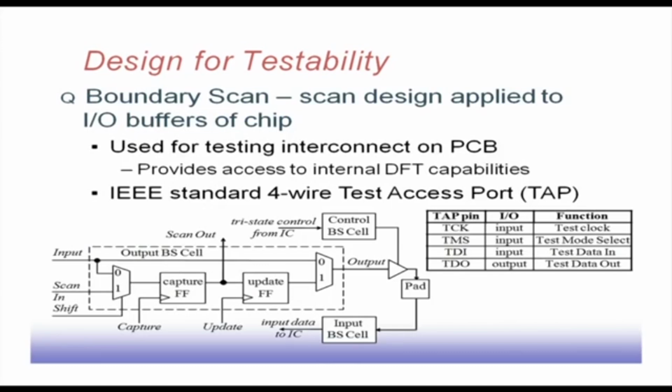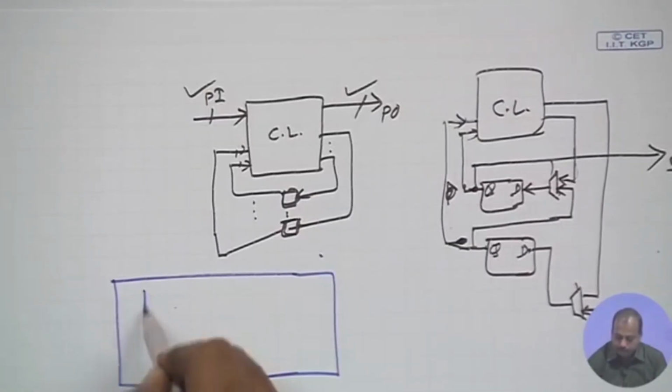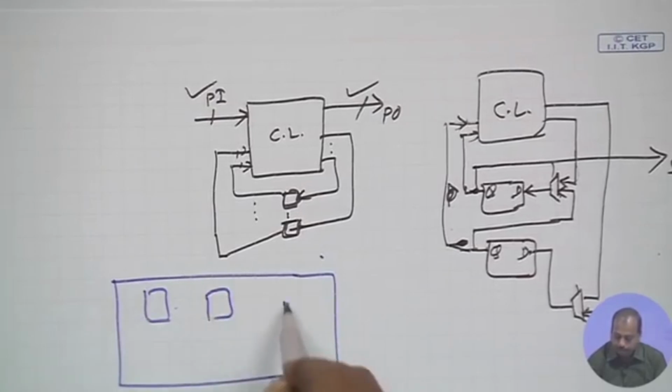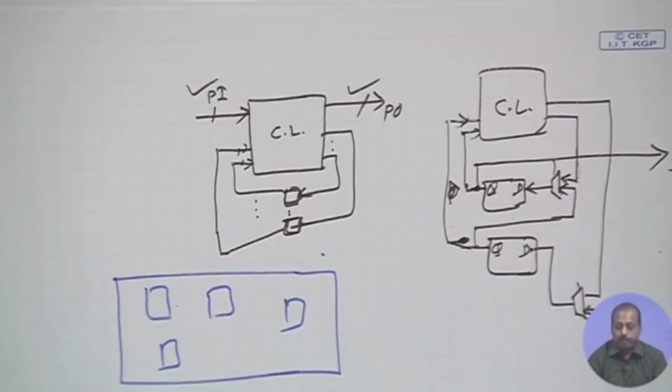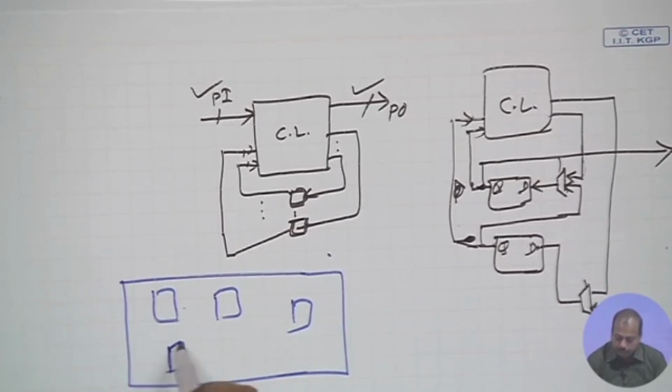So, in design for testability, another important issue is with the PCBs. In a PCB we have a number of chips mounted in some fashion. If this is the PCB, we can have several such chips mounted on it. If we want the flip flops to be initialized to some value, they have their own scan chains inside.